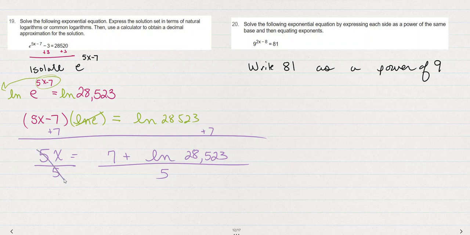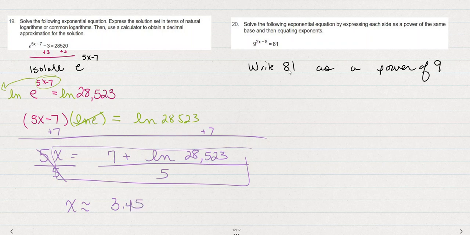So the exact answer for number 19 is going to be 7 plus the natural log of 28,523, all divided by 5. And if you do put that into a calculator, you'd get that x is approximately 3.45.